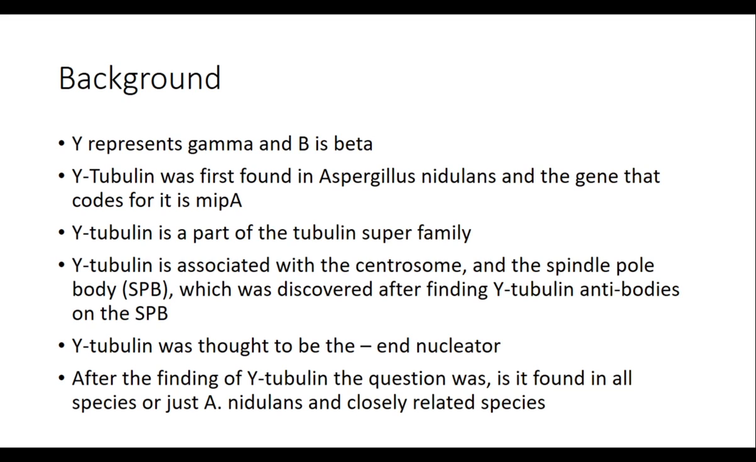Gamma tubulin is also associated with the centrosome, the spindle pole body, SPB, which was discovered after they found gamma tubulin antibodies on the SPB, and the SPB is something that is found in A. nidulans. After they first discovered gamma tubulin, they thought that it might possibly have been the long-lost nucleator of mitosis, which they had wanted to find for so long.